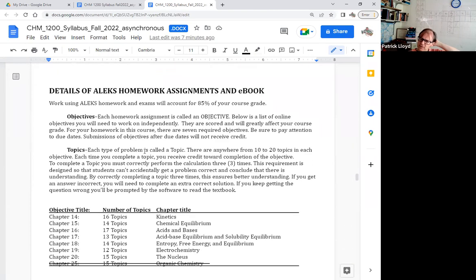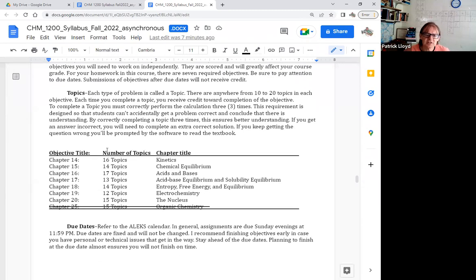Now, a little bit about the Alex homework problems, and how they connect to the ebook. The terminology we're going to use for homework is that instead of homework assignments, we have homework objectives. An objective is essentially an assignment. And an objective has several different types of problems, which we call topics. So topics are the individual types of problems, and then the objective is the assignment, okay? And if you take a look here, there's 10 to 20 topics here. Well, 16, 14, 17, 13. So more than 10, less than 20.